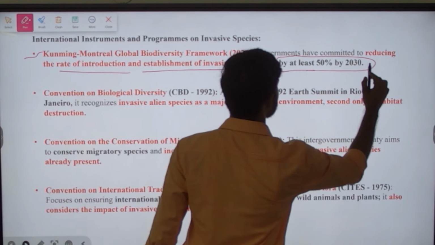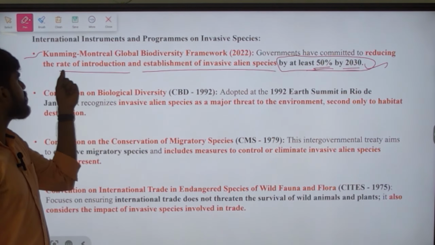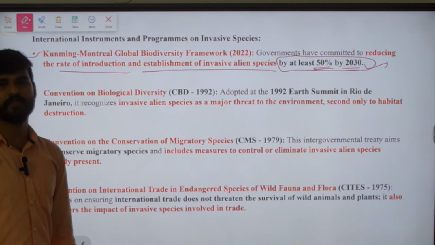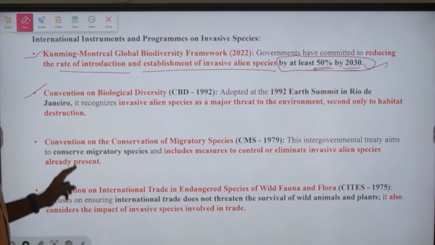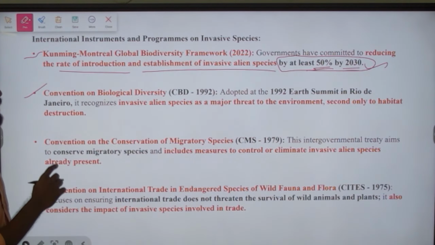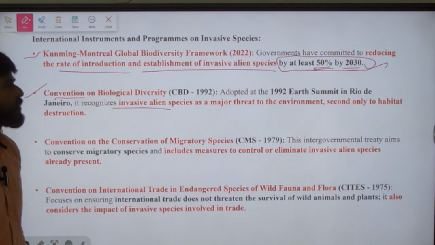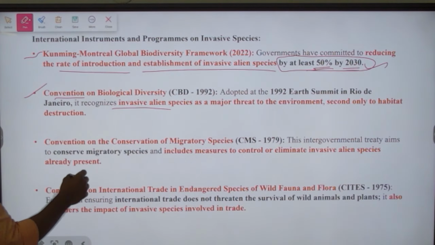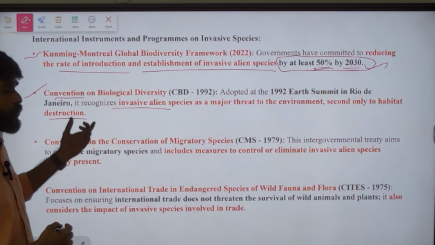All these numbers are important: 50% by the year 2030, reducing the rate of introduction and establishment of invasive alien species. Since it is in the year 2022, this becomes important. Earlier there was the Convention on Biological Diversity in 1992, adopted at the Rio Earth Summit. This convention recognizes invasive species as a major threat to the environment, second only to habitat destruction.